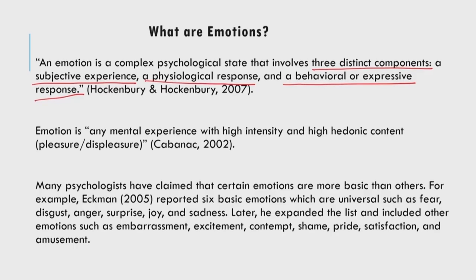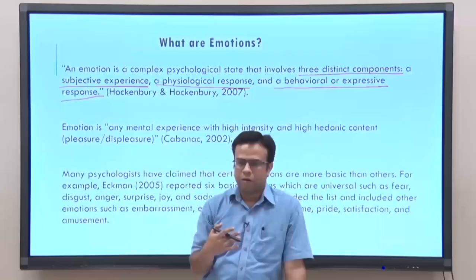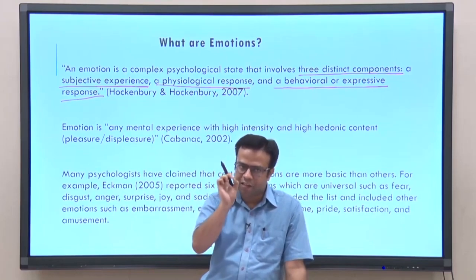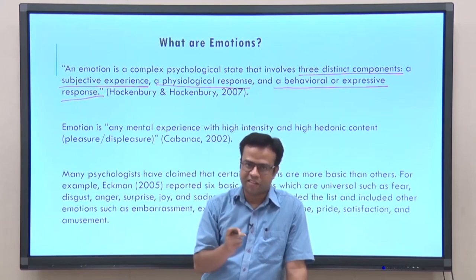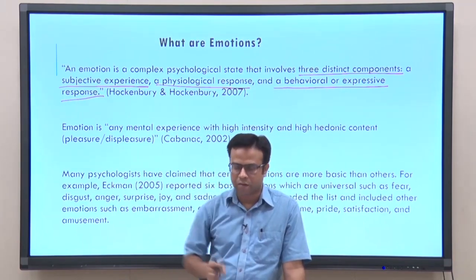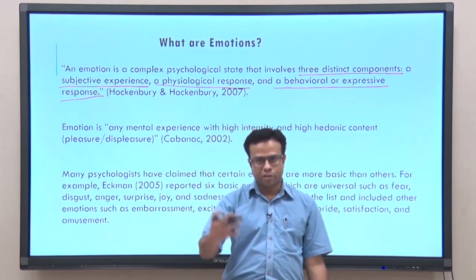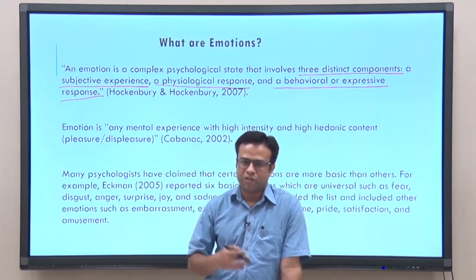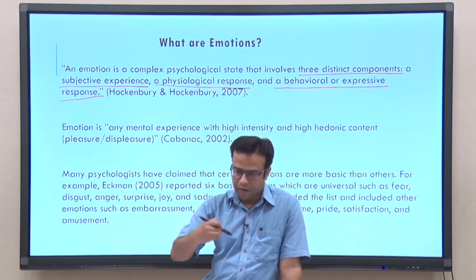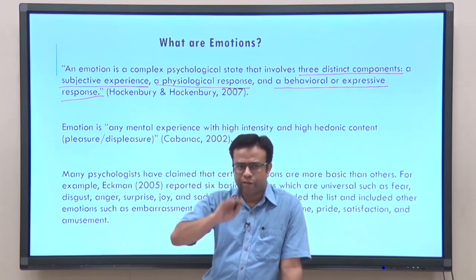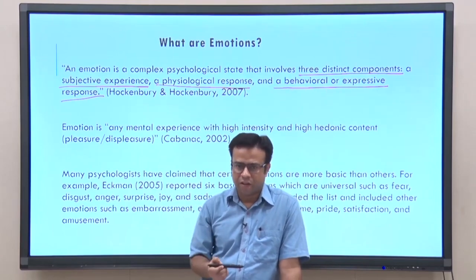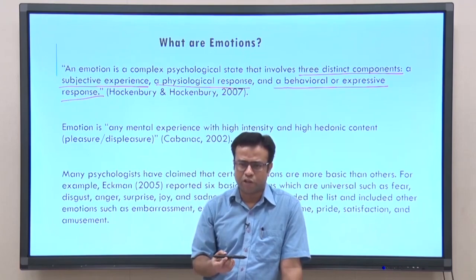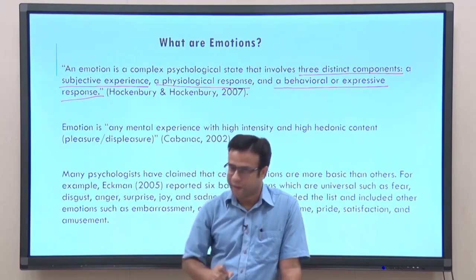For example, when we feel angry, anger is an emotion. At the subjective level, there is a specific experience of that emotion. When we feel angry, there is a sense of irritation, there is a sense of hotness in our experience. So there is a definite, specific mental experience associated with certain emotions. Then there will be a physiological response of anger. When we experience anger, because it is a very energetic and physiologically aroused state, there may be an increase in heart rate, physiological arousal, and all kinds of physiological responses can be associated with anger.